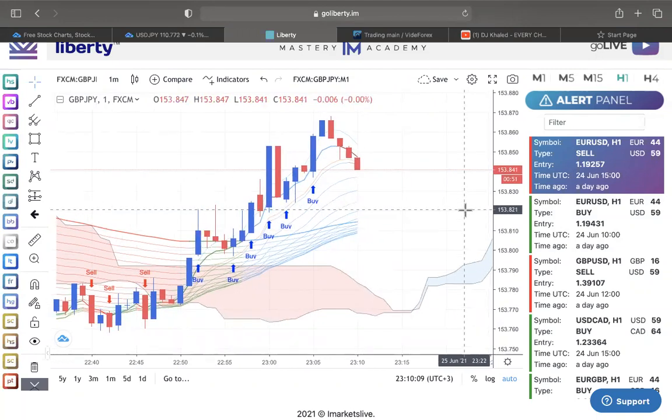Damn, another retracement candle. So we're still waiting.